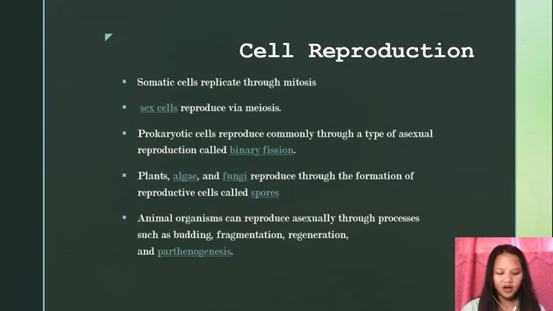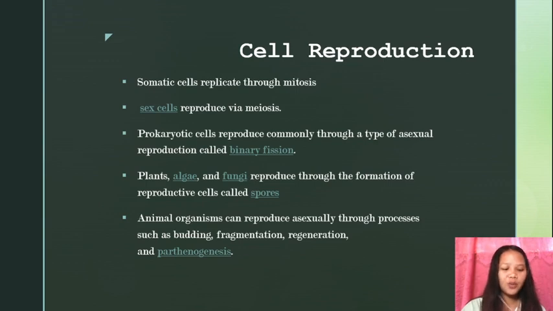Prokaryotic cells commonly reproduce through a type of asexual reproduction called binary fission. Higher organisms are also capable of asexual reproduction. Plants, algae, and fungi reproduce through the formation of reproductive cells called spores. And last, we have the animal organisms that can reproduce asexually through processes such as budding, fragmentation, regeneration, and parthenogenesis.